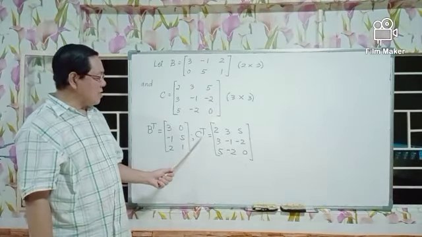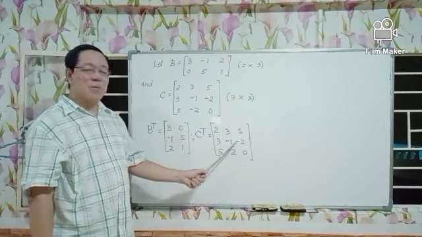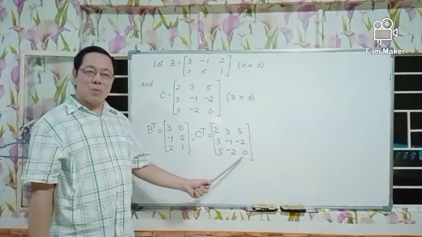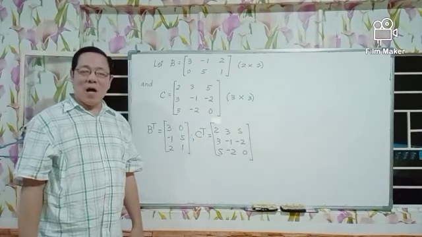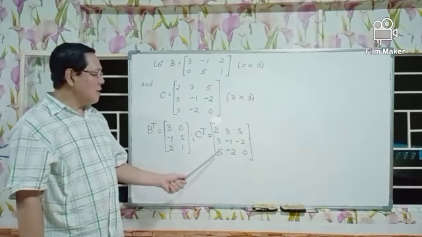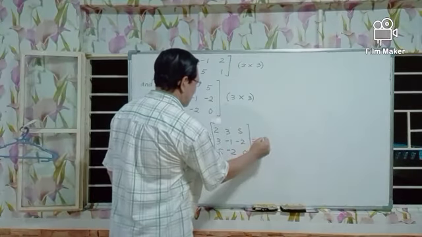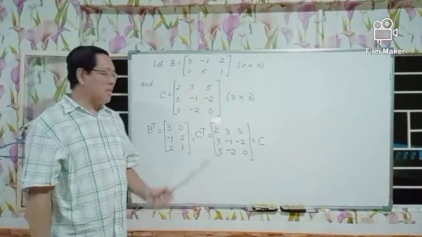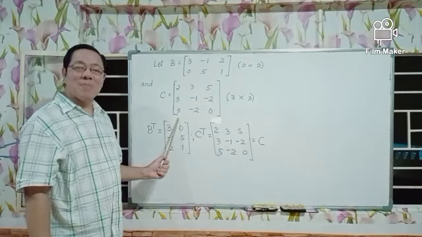The entries of C transpose, 2, 3, 5, 3, negative 1, negative 2, 5, negative 2, 0, are exactly the entries of the given matrix C. So the transpose of C is equal to C. Now, by inspection of the given matrix C, you can say that matrix C is a symmetric matrix.